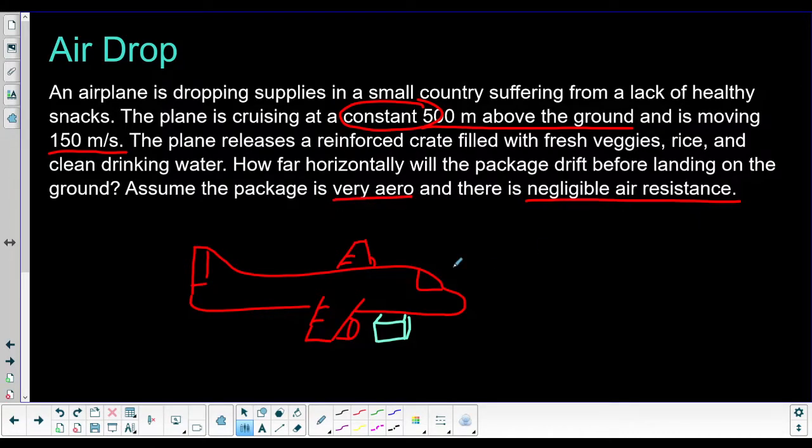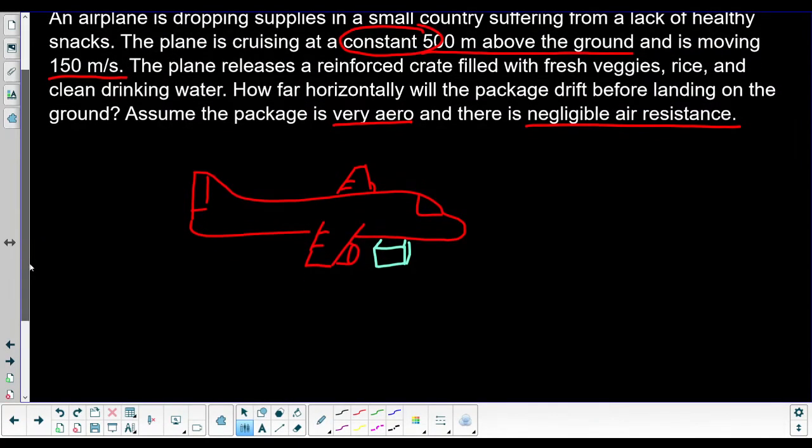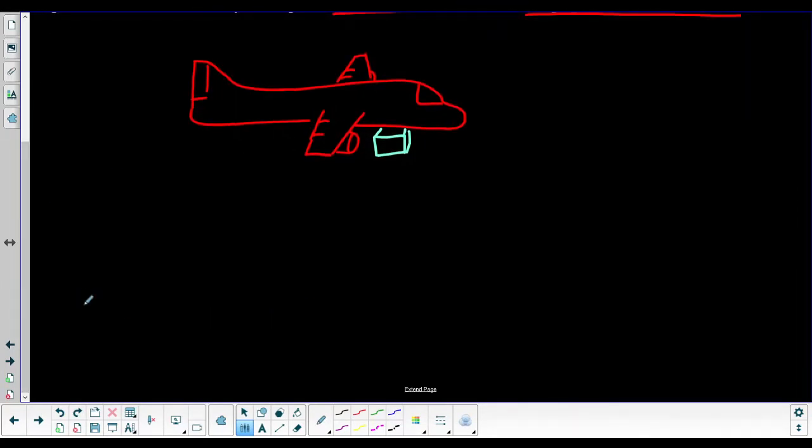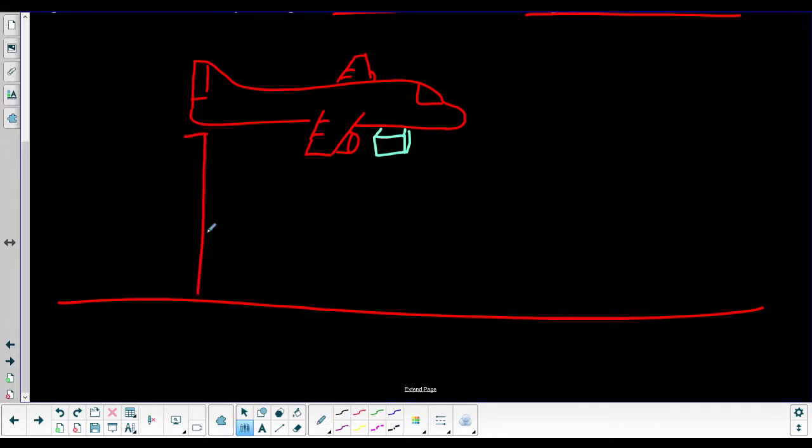So I'm going to cop out and ignore air resistance because it's too hard and I don't want to think about it, especially if we're going to use real numbers. So let's go ahead and look at this picture. So we have our airplane and it's cruising 500 meters above the ground. So let's maybe indicate that, right? Here's the ground. This height right here, we'll say height equals 500 meters.